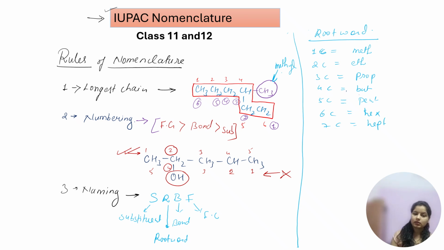Now, the third one we need to discuss is the bonds. How many kinds of bonds are there? I think you know that, right? Single bond, then write ane. After the root word, you need to add ane if you have only single bonds. If you have double bonds, then ene. And if you have triple bonds, then what do you need to write? Yne.